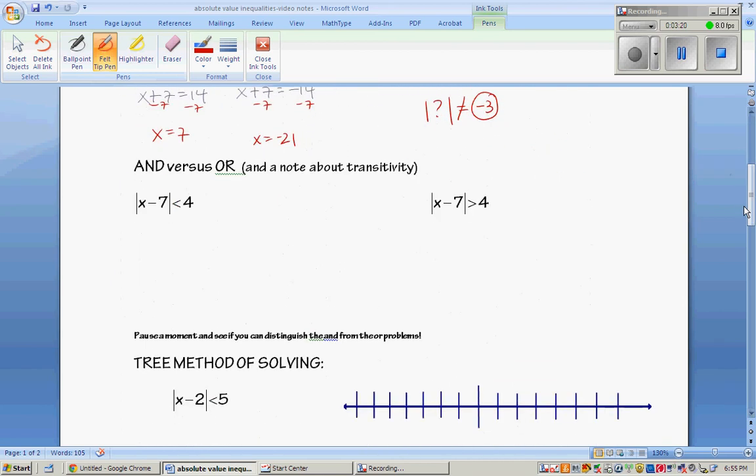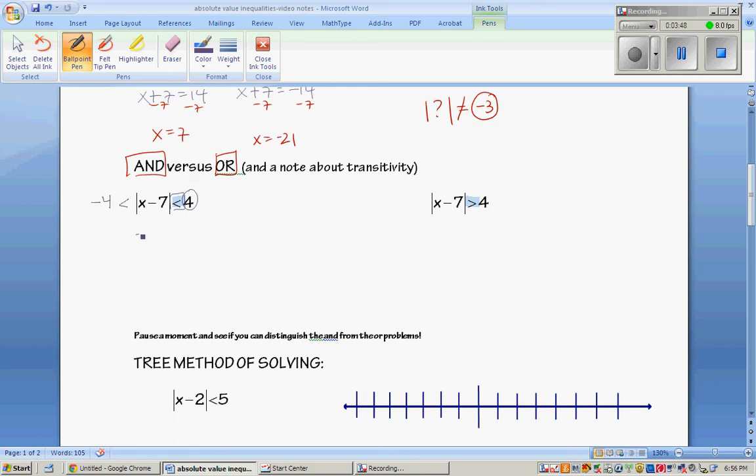So now just a quick going over of and versus or. We're going to move on to what happens when we actually have an inequality, not an equation. Now, what I like to do to tell is to just do this. You're going to copy exactly what's written there, right? Don't flip it, don't do anything. And you're going to also write the opposite of the number that is here.